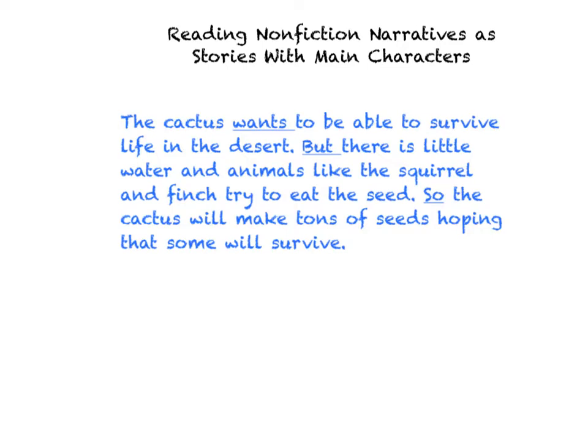This is what yours should look like when you're reading your own nonfiction story and doing your own Somebody Wants But So. The cactus wants to be able to survive life in the desert, but there is little water and animals like the squirrel and the finch try to eat the seeds. So the cactus will make tons of seeds hoping that some will survive. It's really that simple. All you're doing is just recalling the information that you read in the story.